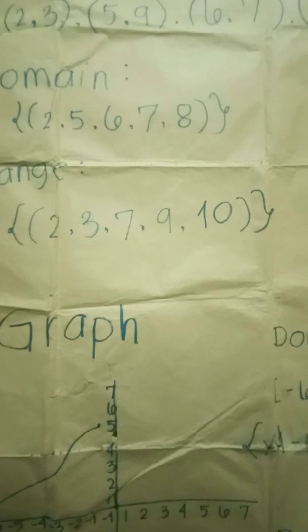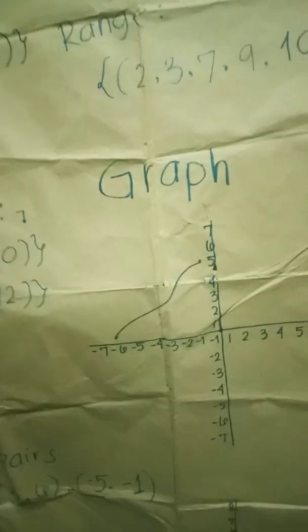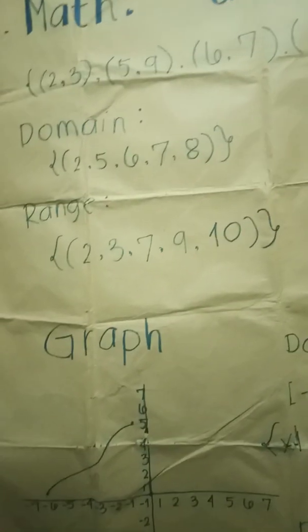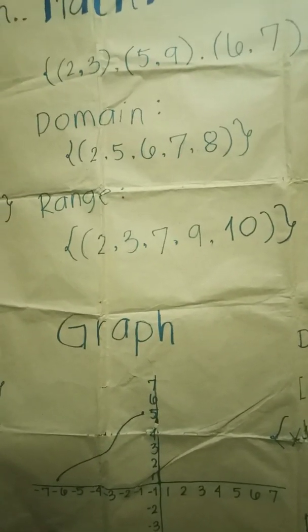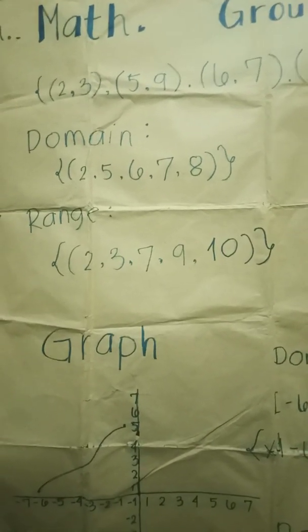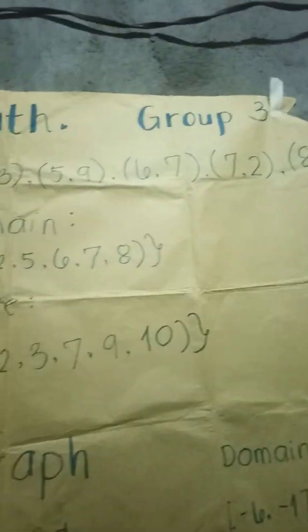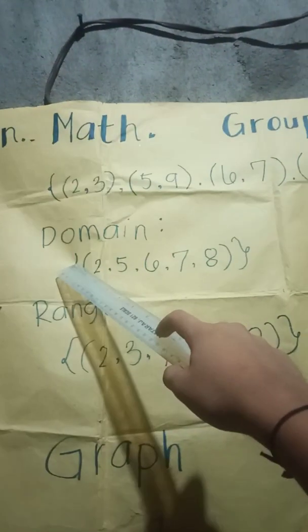Okay, so what if our ordered pairs are all positive? Do we still need to arrange them? Of course, we still need to arrange them, but the arrangement will be easier. We just write the smallest to the highest number. So here we have (2, 3), (5, 9), (6, 7), (7, 2), and (8, 9). All you need to do is arrange it from smallest to biggest.